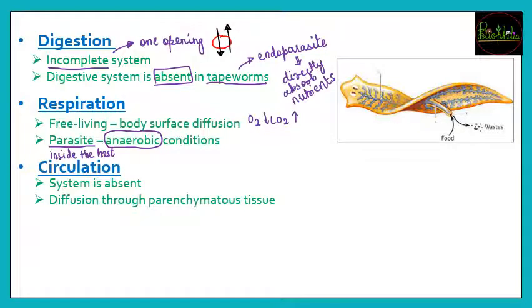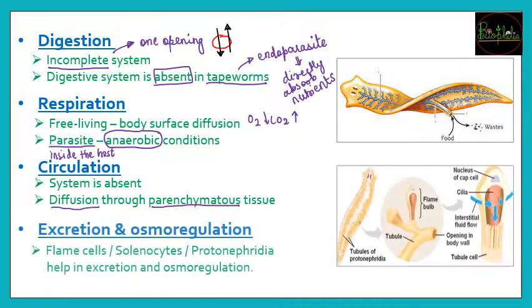Now with the condition of circulation, there will be no specific system for circulation. They won't have the heart and tubes and all those fancy things. But for circulation of different materials, they can depend on the parenchymatous tissue between the body wall and the gastrovascular cavity that we saw in the previous slide, which is going to help in circulation with the help of diffusion.